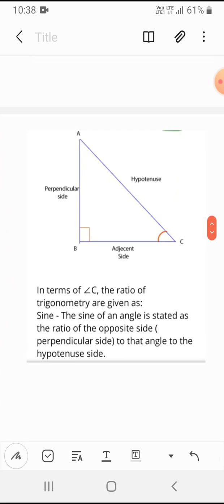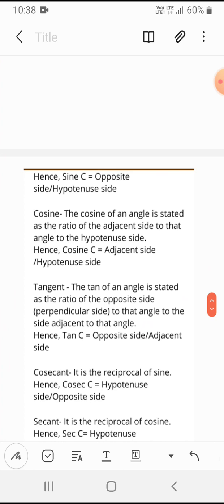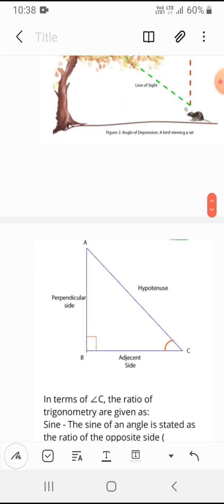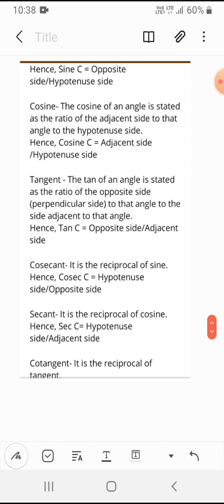So sine is opposite side by hypotenuse side, and cos is adjacent side by hypotenuse side, and tan is opposite side by adjacent side. And cosecant is hypotenuse side by opposite side. Hypotenuse and opposite side is the cosecant. This is how you have to calculate the formulas. And secant is hypotenuse side by adjacent side.